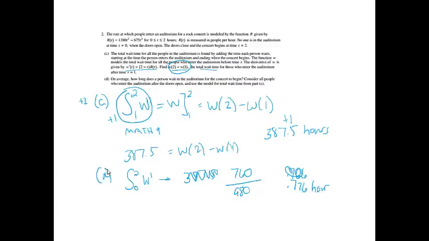And to get that, that was worth 2 points. First of all, you're going to get 1 point if you set up the integral for going from 0 to 2, because we were talking about wait time. And then if you got the right answer, 0.776, you got your second point. So hopefully you did all right on that problem too.